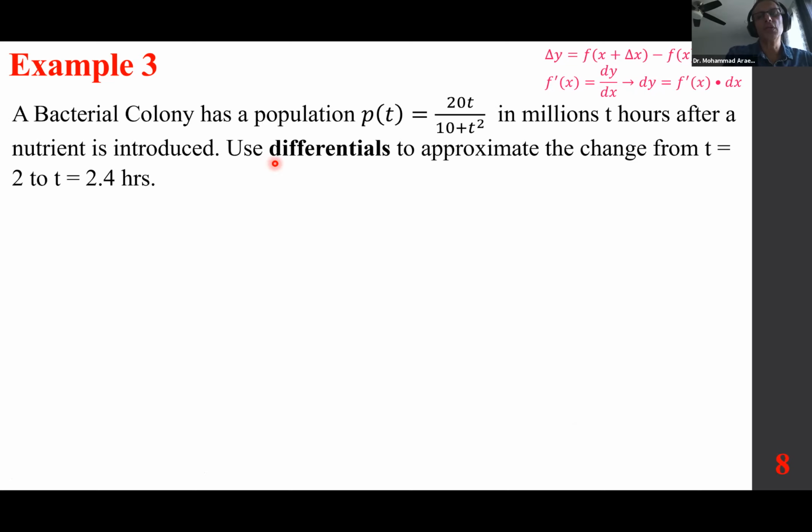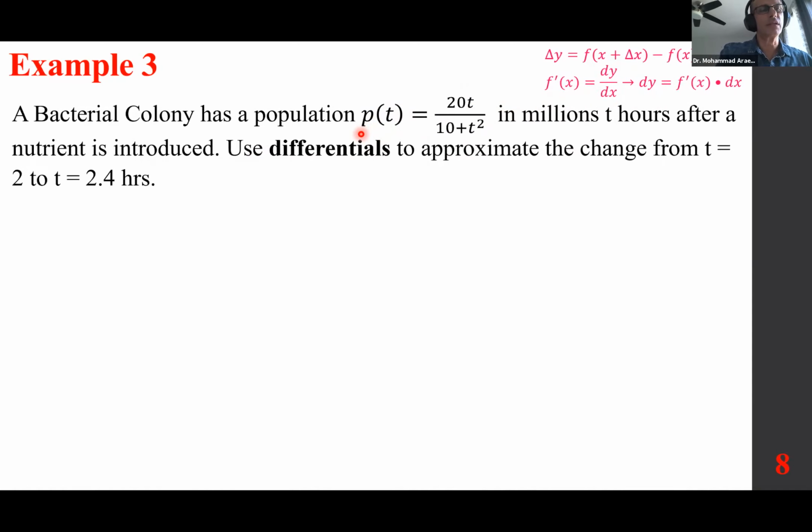Perfect. So we want to use the differential for approximation. How the approximation works, we are right here again. We want dy. In this case, we're going to call it dP. Remember, in this case, x is the independent variable, so it's here t. And y, in this case, the dependent variable, is P.